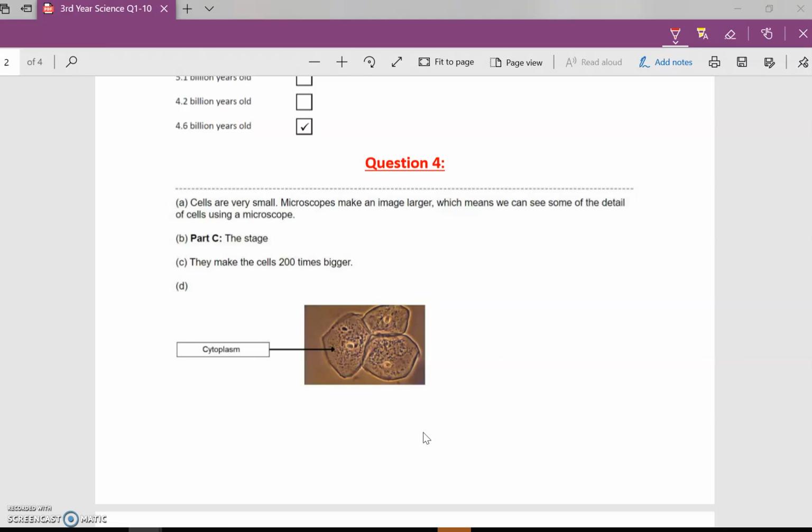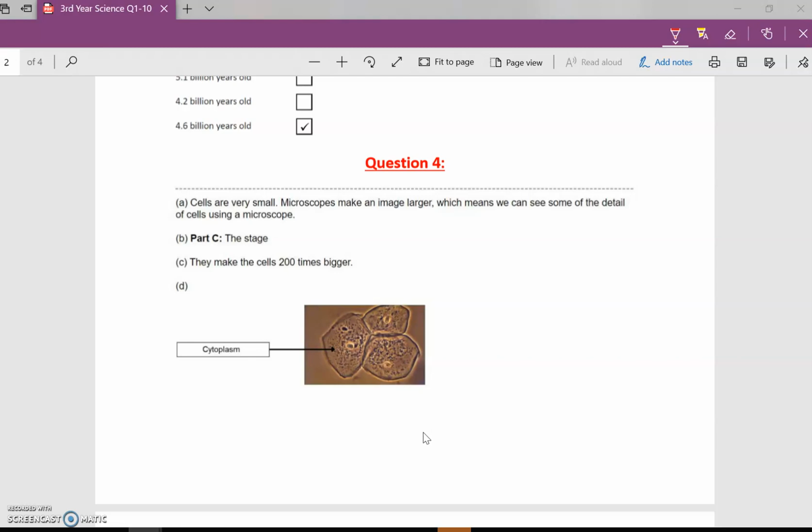Part B, it's asked you to label what C is. Now C is where you place your slide or whatever you're viewing. It's not a table, it's a stage. So make sure you say a stage. Then the eyepiece lens is marked by 10 and the objective lens is marked by 20. That's A and B.